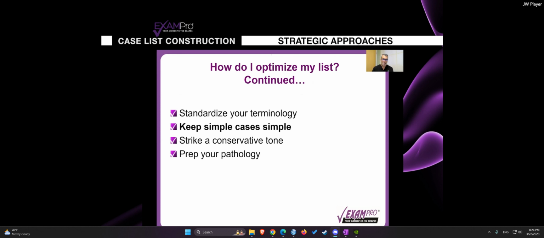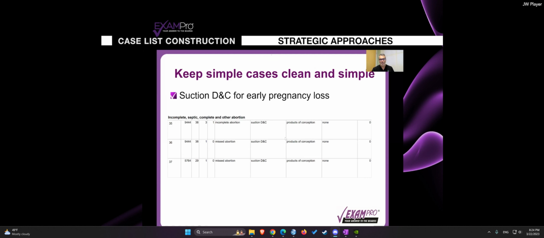So, continuing on, how do I optimize my list? Moving to keep simple cases simple. Let's just look at this, and this is fairly straightforward. Here is an example of one of the types of cases that most candidates have on their list that are generally fairly simple cases: suction D&C for early pregnancy loss on the GYN section of the list. So here you have the incomplete, septic complete, and other abortion category. You can see that at the top. And then you have 3 cases that are listed.